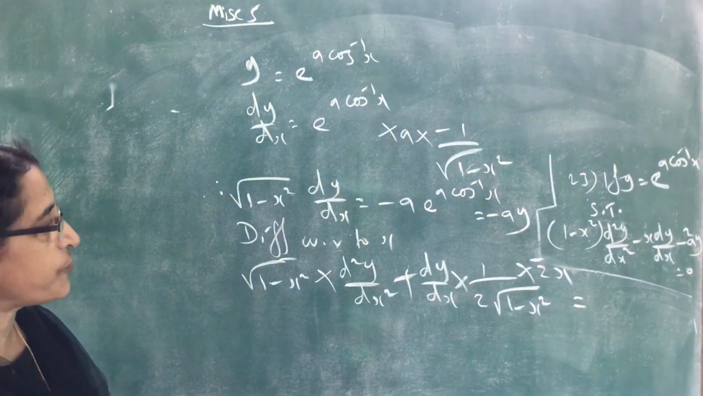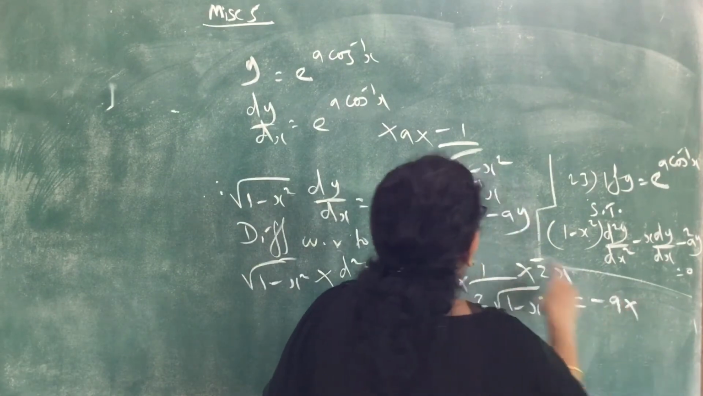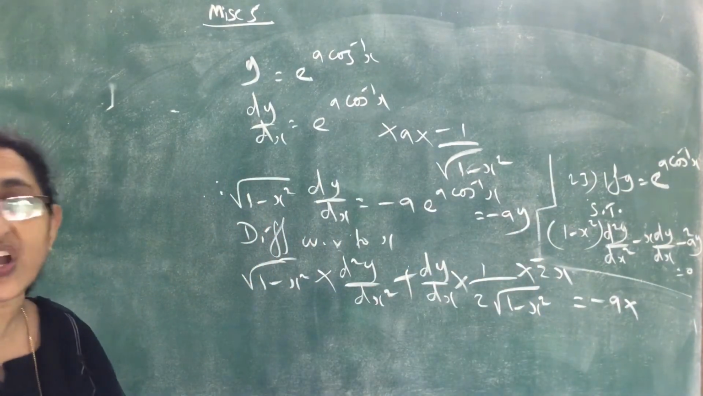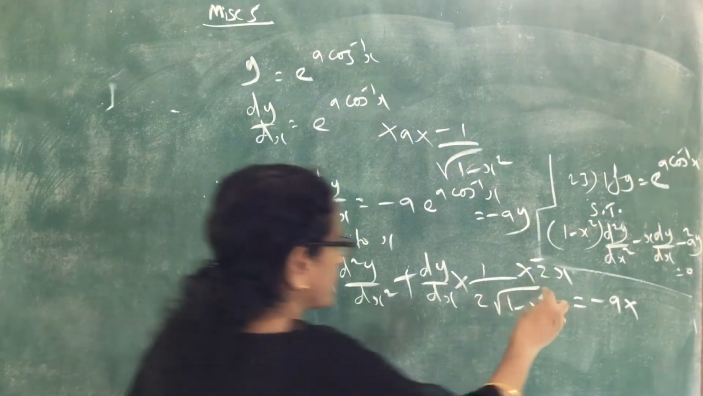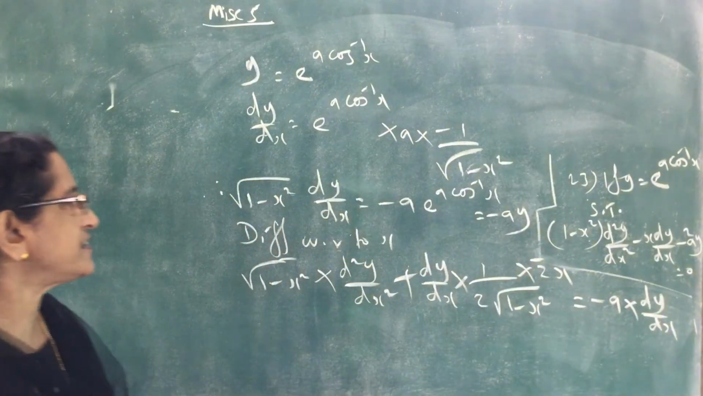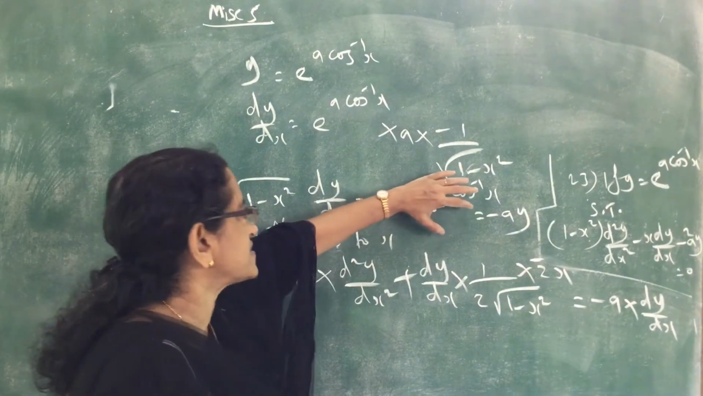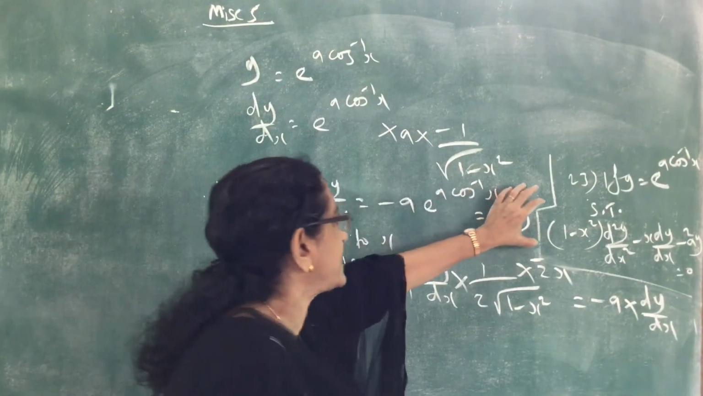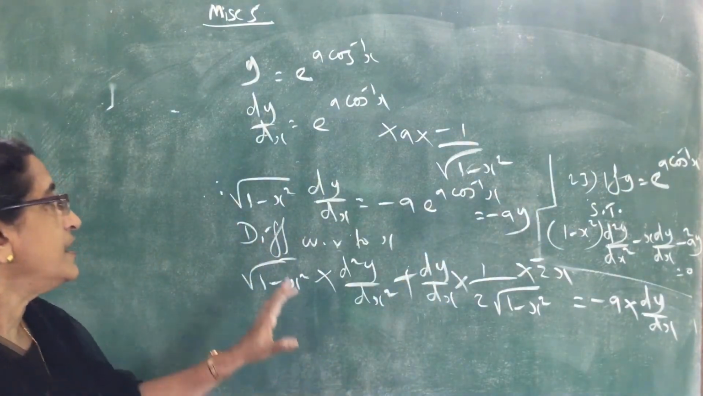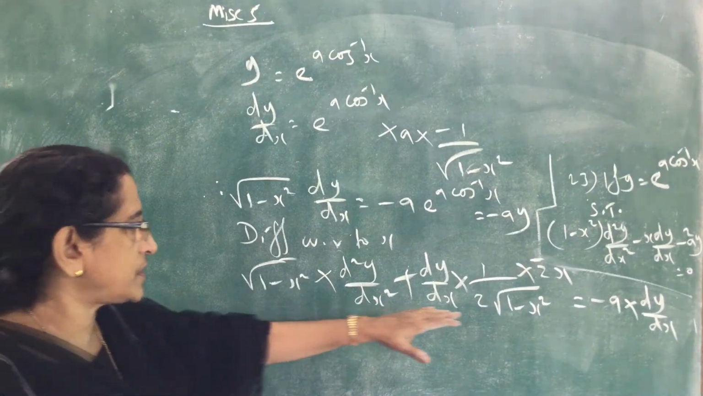So what is the derivative of minus ay? Minus a is a constant, so minus a into the derivative of y with respect to x, that is dy by dx. So we differentiated this with respect to x. Only consider this as equal to minus ay; otherwise, you need to write one more step. So here we got this derivative.